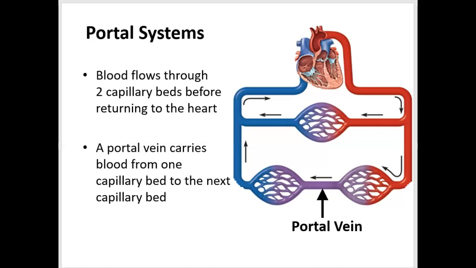But portal systems differ from regular systemic routes because the blood will travel from the heart through two capillary beds before returning back to the heart. The vessel that connects the two capillary beds is called a portal vein. The function of a portal system is to provide two separate locations, that is, two capillary beds, for diffusion, exchange of materials to occur between the blood and body tissues.